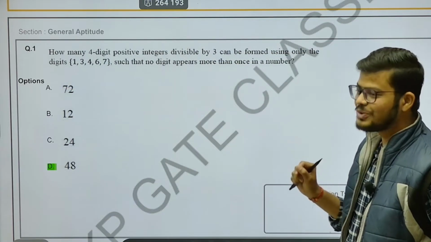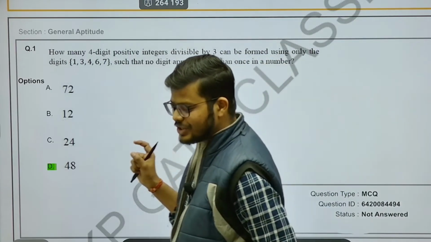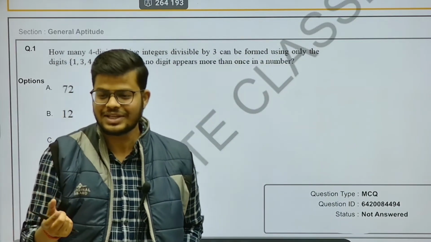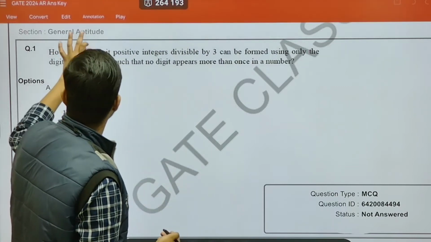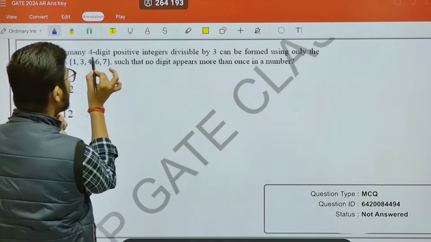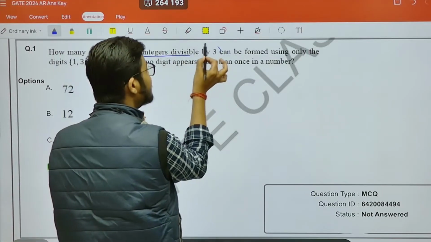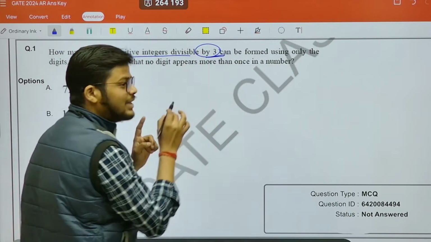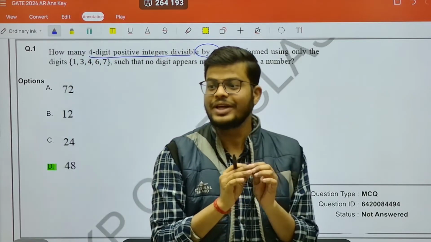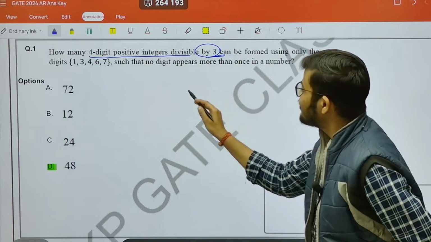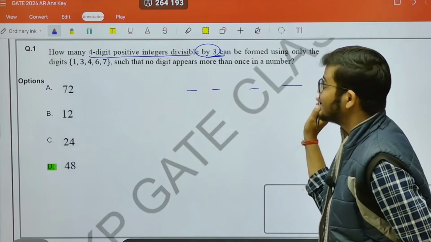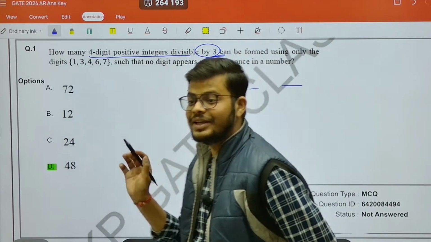So how are we going to solve it? If you have practiced questions based on PNC, solving this question is very easy. It asks how many 4-digit positive integers are divisible by 3. For finding these numbers, first of all there is one property you need to know: a number is divisible by 3 if the sum of its digits is also divisible by 3.